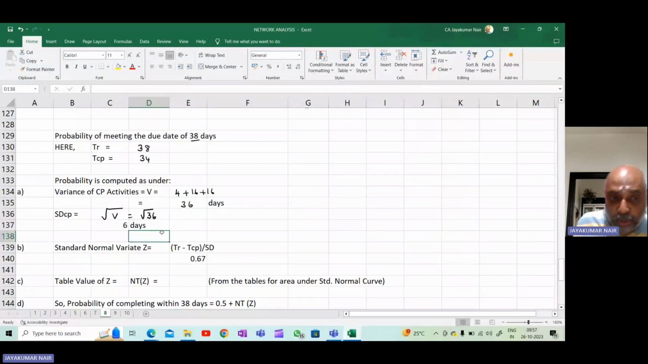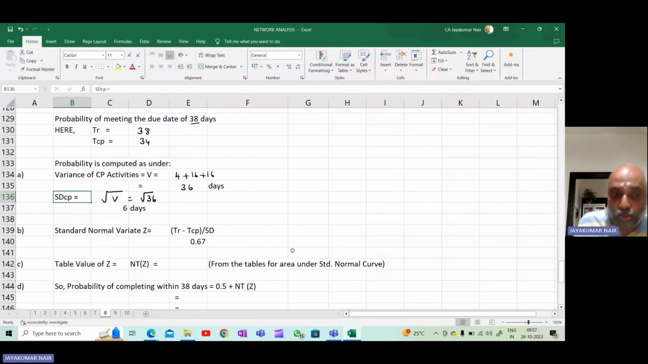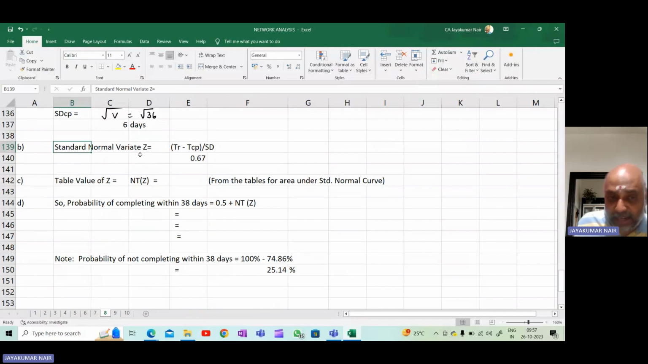Now, after you have computed the variance and the standard deviation, you have to find the standard normal variate, or in other words, the Z value. To find the Z value, the formula is TR minus TCP over the standard deviation. In this case, TR is 38 and TCP is 34. Divide this by 6, you will get 0.67. So 0.67 is the standard normal variate.